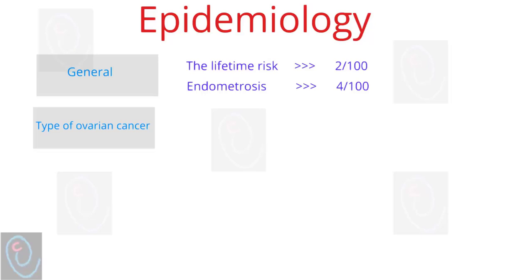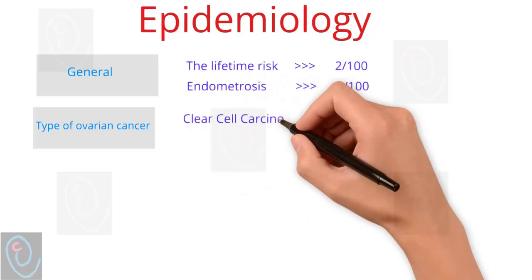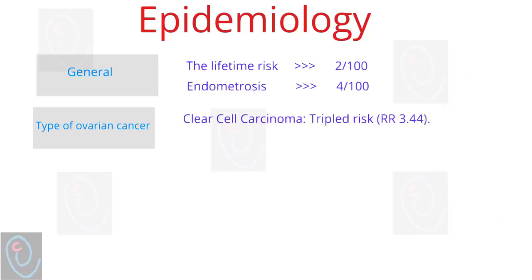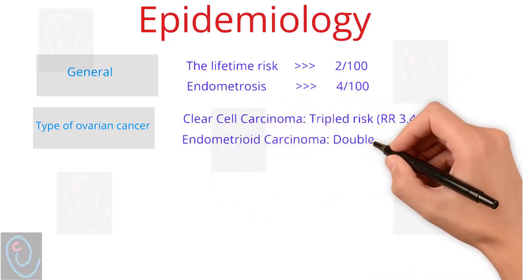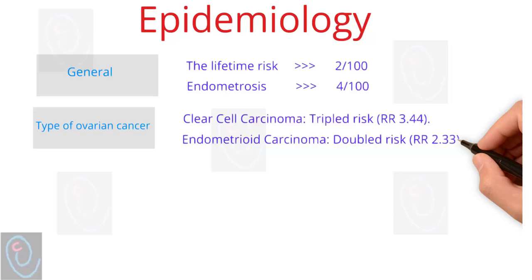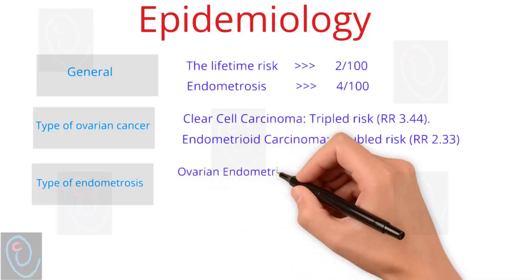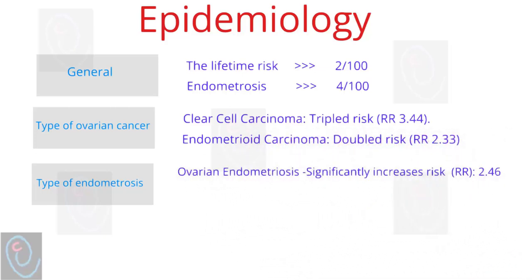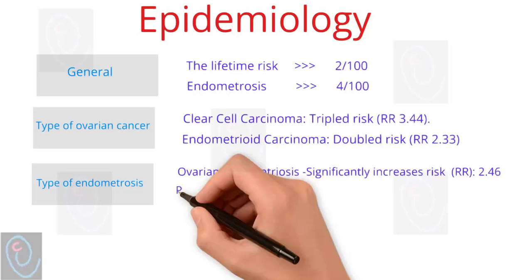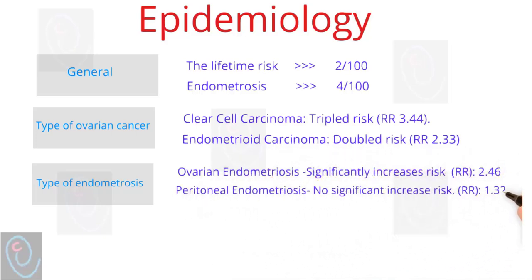والريسك بيبقى أعلى في clear cell carcinoma، يعني risk of clear cell carcinoma is tripled, relative risk 3.4. لكن مع الendometrioid carcinoma the risk is doubled, relative risk 2.3. بيتميز الendometriosis associated ovarian cancer بأنه it can be detected earlier than non-endometriosis associated ovarian cancer. رغم ان الريسك بيزيد مع كل انواع الاندوميتريوزس، it is significantly increased with ovarian endometriosis, relative risk 2.4، اكتر من البريتونيال اندوميتريوزس، لان دي ما هياش significant increase، relative risk بيبقى 1.3.